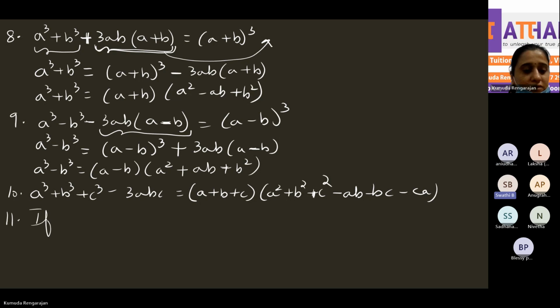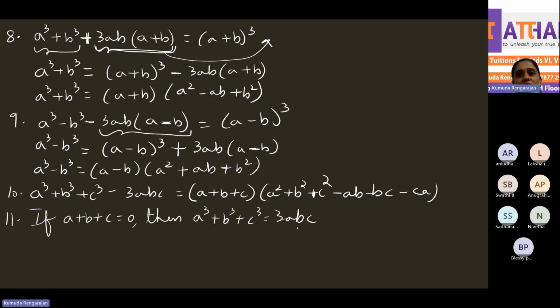If a plus b plus c equals 0, then a cube plus b cube plus c cube equals 3abc. If a plus b plus c is 0, then a cube plus b cube plus c cube is equal to 3abc is the conditional identity. Conditional identity because this is not an identity on its own. On its own, a cube plus b cube plus c cube is not 3abc.